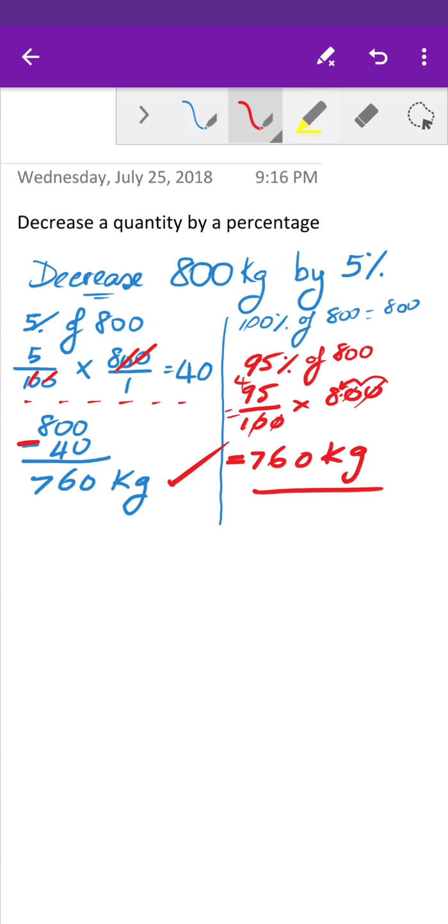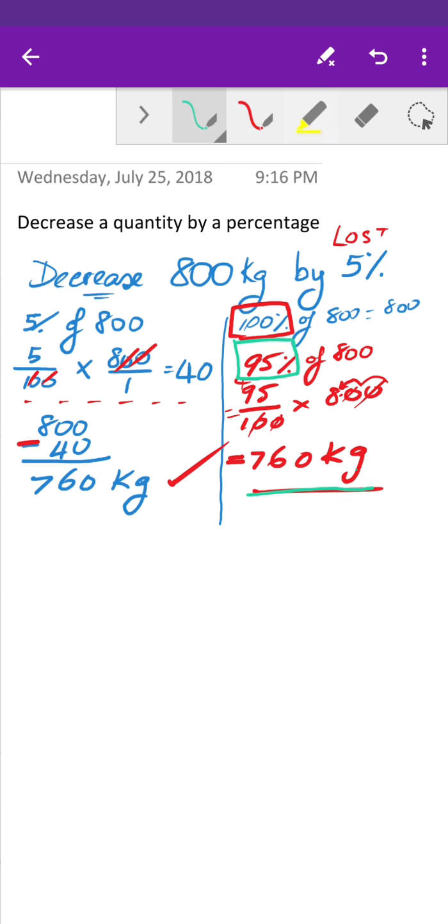It's just an alternative way. Decreasing, we have 100% to start with. If you decrease 5%, you lost 5%. Therefore, losing 5%, you end up with 95% compared to what you started with. So we end up with 760, which is 95%. Don't forget the units. If it's kilograms, we must have kilograms.